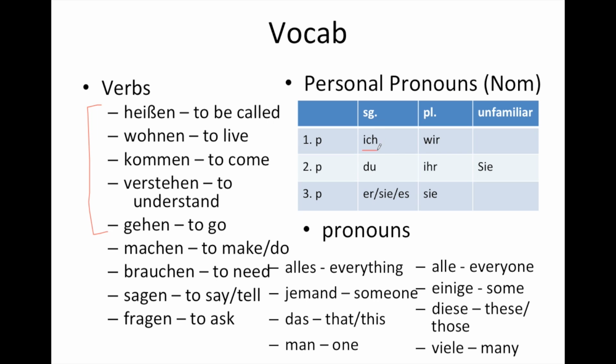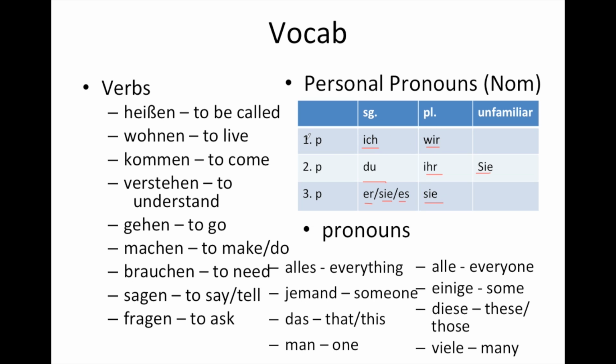So last time we had ich, du, and sie: I, you, he, and she. Now we're going to add the plural forms and the unfamiliar you form, sie. So these are called first person because there's only one person involved, I'm talking about myself, ich. And then if I add one more person to that, it becomes plural, we, wir.